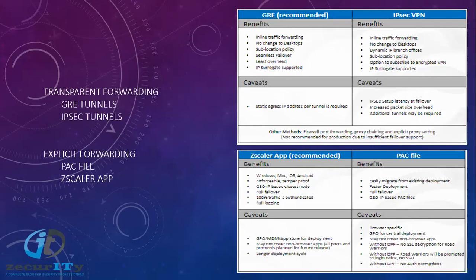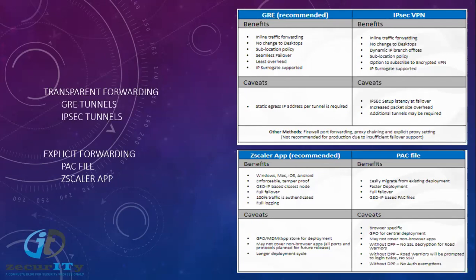There are other methods to forward the traffic like firewall port forwarding, proxy chaining, and explicit proxy settings, like configuring the proxy IPs in the PAC file and forwarding the traffic to the Zscaler cloud. These proxy chaining and firewall forwarding methods are not recommended for production infrastructure. It is always recommended to use them for testing and POC purposes.